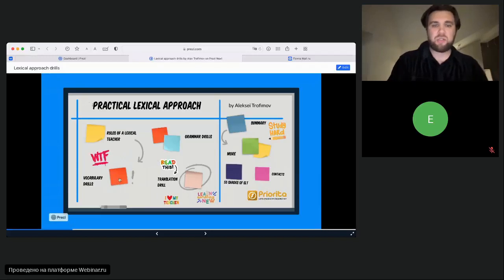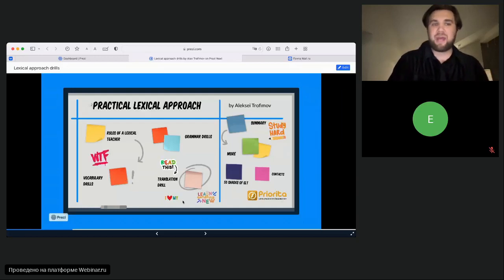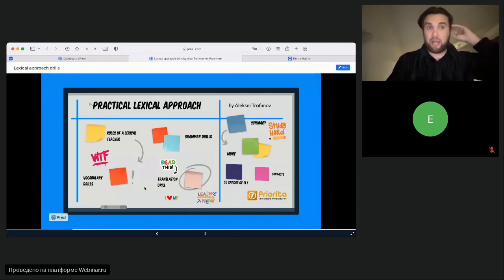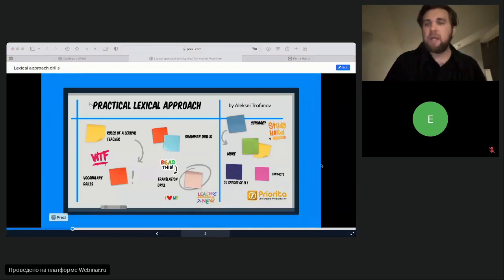So now, as you can see on the board, I have vocabulary drills, I have grammar drills, and if we have time, we are going to cover translation drills as well. So don't expect anything complicated. I told you it's going to be surprisingly simple, and it's still going to be lexical approach. I hope you will see that, and you will say to yourself, okay, I actually use it daily, and this would be a nice reminder that you are actually a lexical teacher, right? So let's go to vocabulary drills, okay?